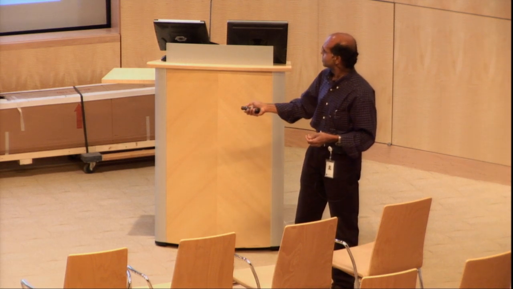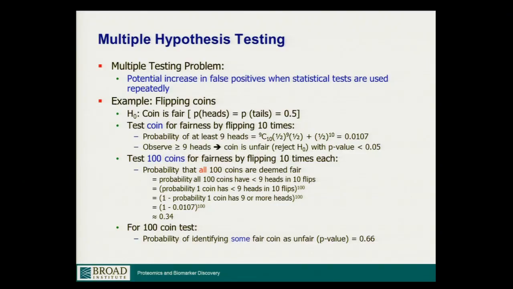Well, actually, it's the other way around. 0.34 is that all coins are deemed fair. So that means you have a 66% chance that some coin is deemed unfair.